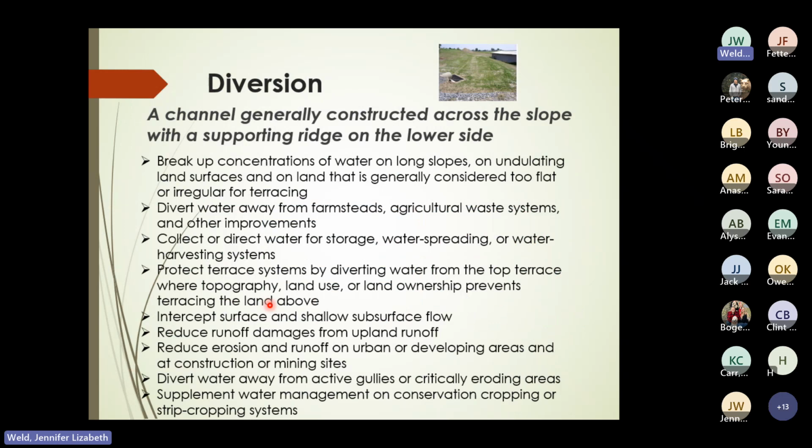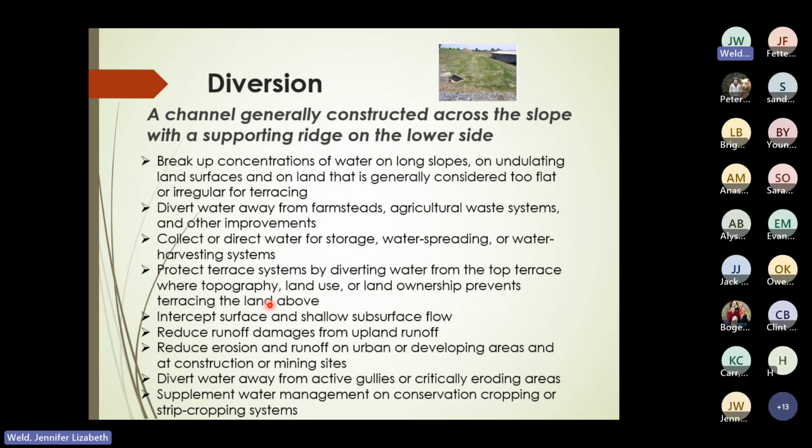So a diversion is a channel that is constructed across the slope with the supporting ridge on the lower side. The objective of a diversion is to break up concentrations of water across very long slopes. They can also be used where land use changes to protect the land use below. So for example, if you have a farm field that is below an impervious surface, you may have a diversion there to capture some of that surface runoff that may be moving at a fairly high velocity from that farm field, which may be effective if you have ephemeral gullies that are emerging there.